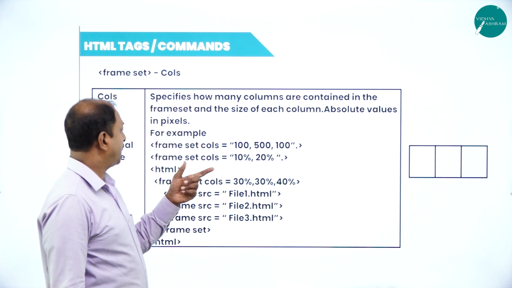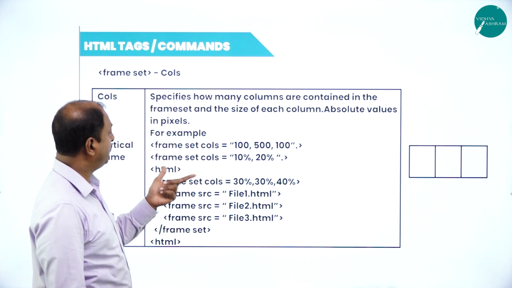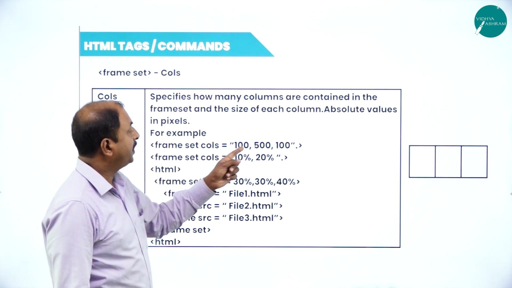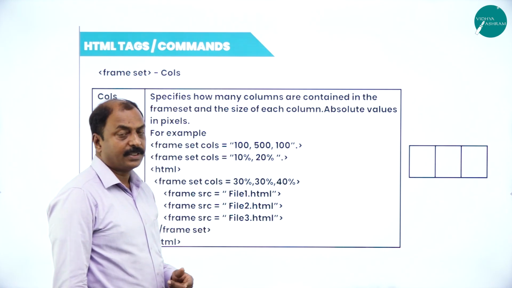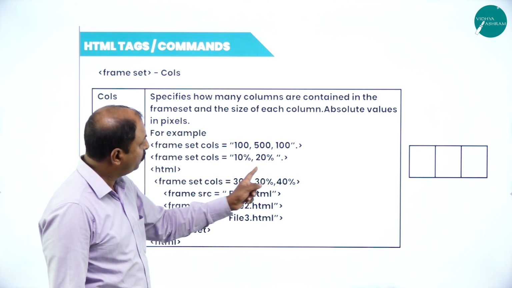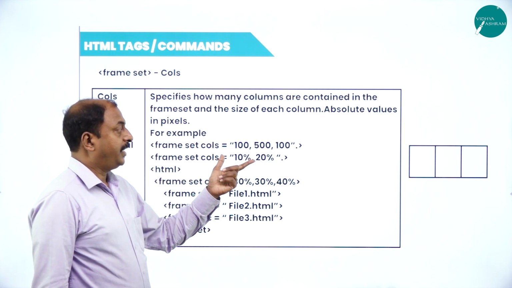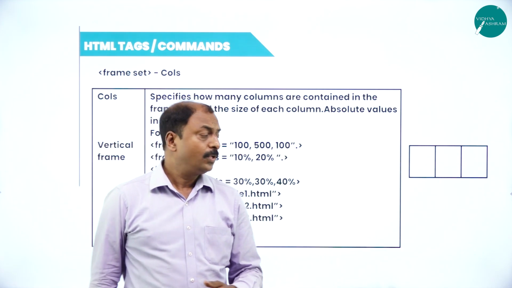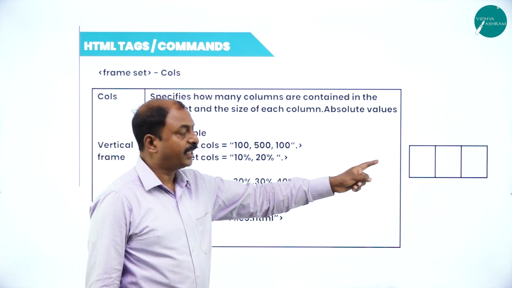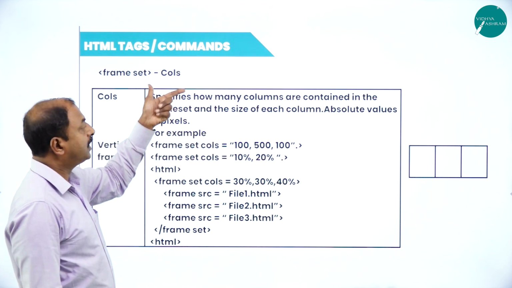If you look at another example, frameset cols, these values can also be written as 10% or 20%. In this example, there are 2 values, so the entire web content layout will be divided into 2 sections. So this is an example for frameset columns.